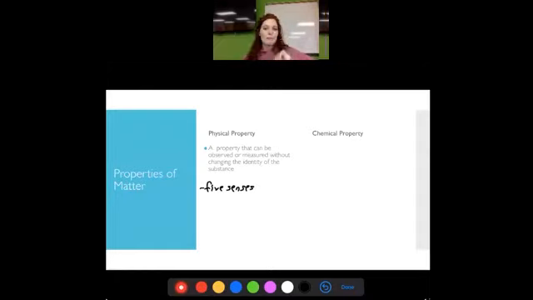Or something that can be measured. So think about things that can be measured. So you can measure the mass of something. You can measure the volume of something. You can measure the temperature of something.